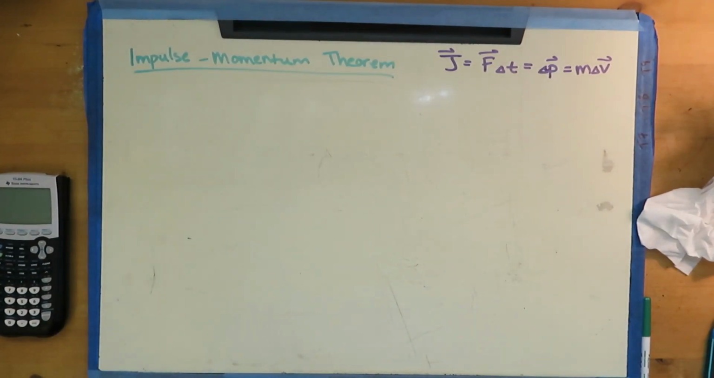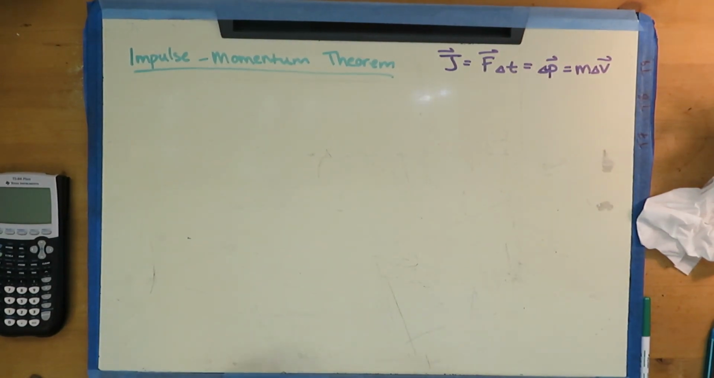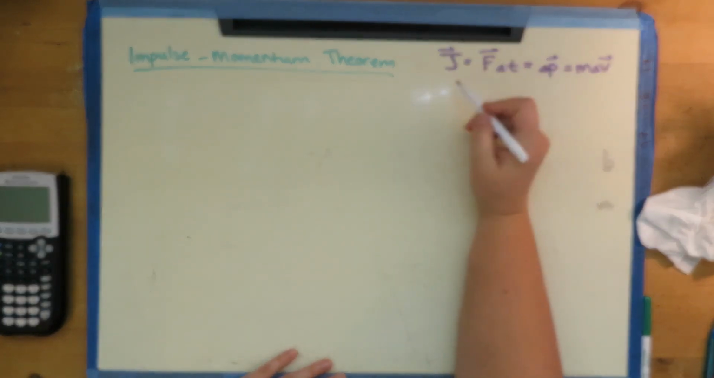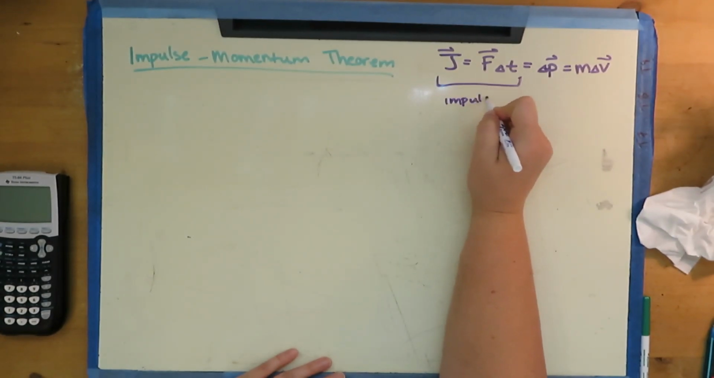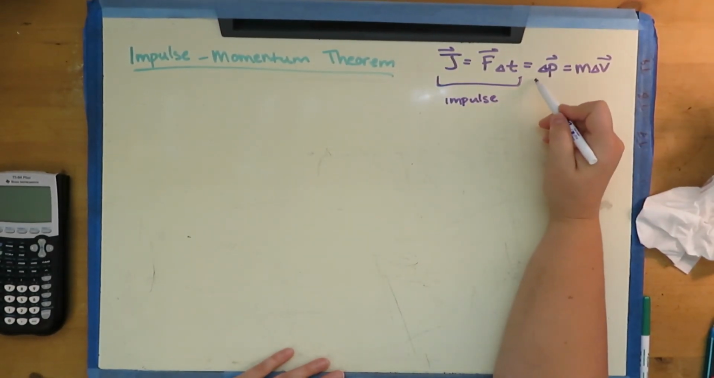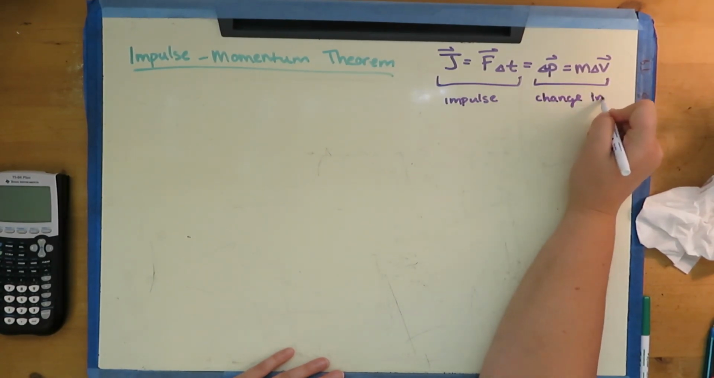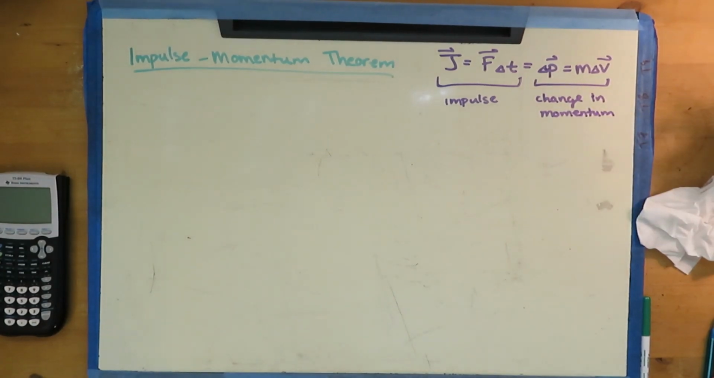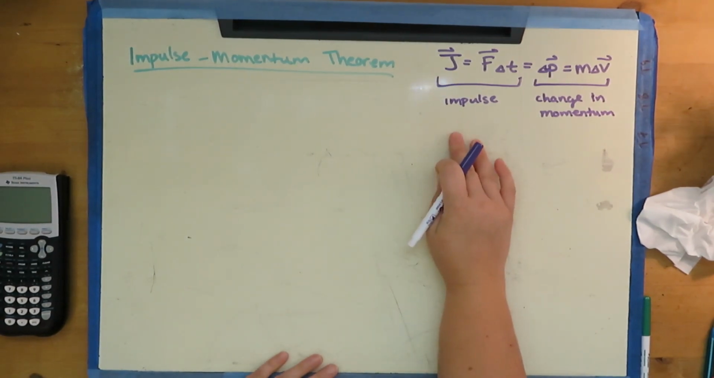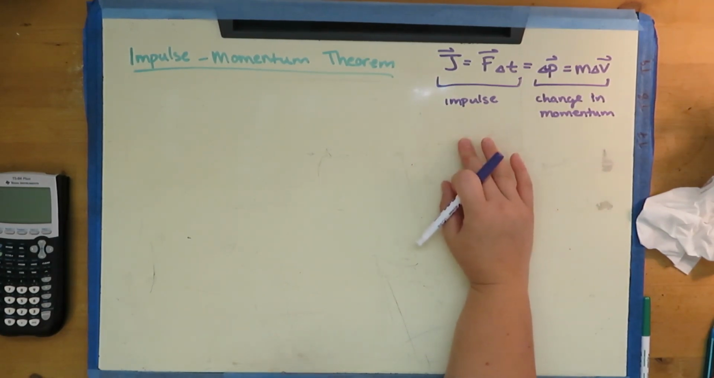So the impulse momentum theorem, remember, came from Newton's second law, and it relates the change in momentum to the cause of the change in momentum. On the left side over here, these are two different ways to define impulse. And on the right over here, these are two different ways to define the change in momentum. It's important to remember that impulse doesn't equal momentum, it equals the change in momentum. So if you have an impulse, there will be a change in momentum. If there is no change in momentum, then there is no impulse.